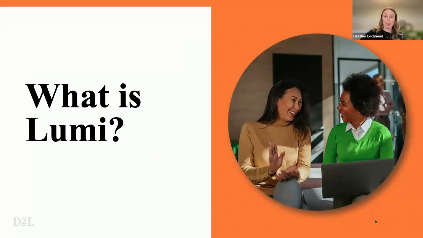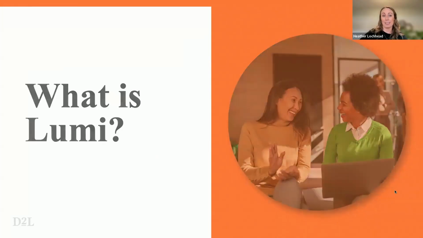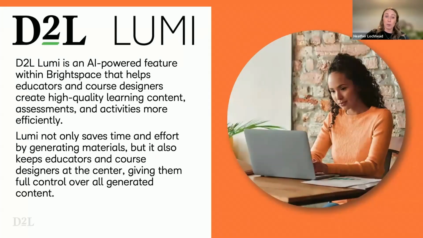So now that you've heard about our approach to AI, let's set the stage here and learn more about what Lumi is. D2L Lumi is an AI-powered feature within Brightspace that helps educators and course designers create high-quality learning content, assessments, and activities more efficiently. Lumi not only saves time and effort, but it is always keeping the human at the center, giving you full control over all of the generated content. This AI-powered feature is right in your LMS in a responsible and trusted way.